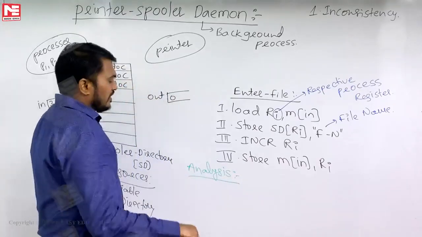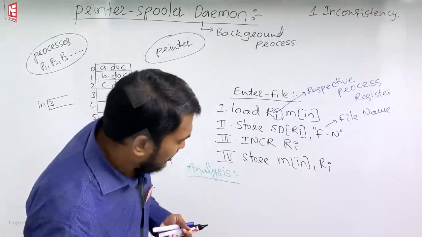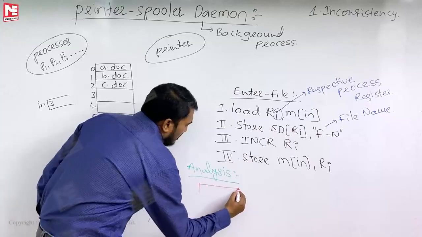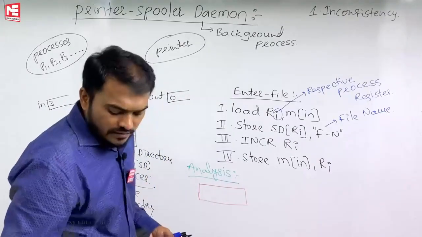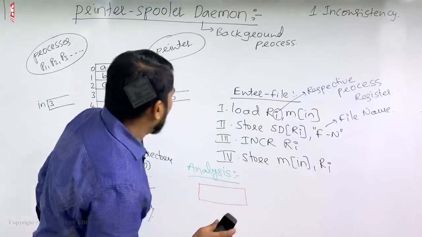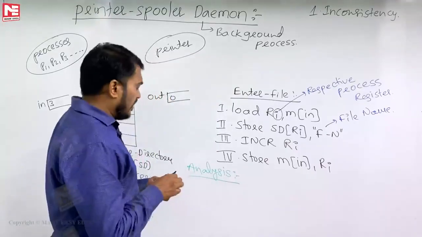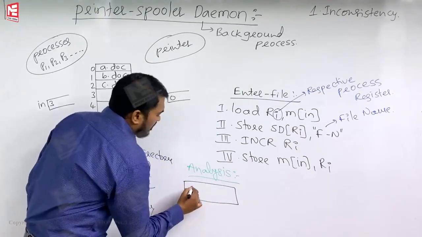So, I am going to explain the analysis. In the analysis, I am assuming, just listen here, that in the ready queue we have two processes. Is it visible or not visible? The red marker, I don't use this. I will use black only, so it is comfortably visible.